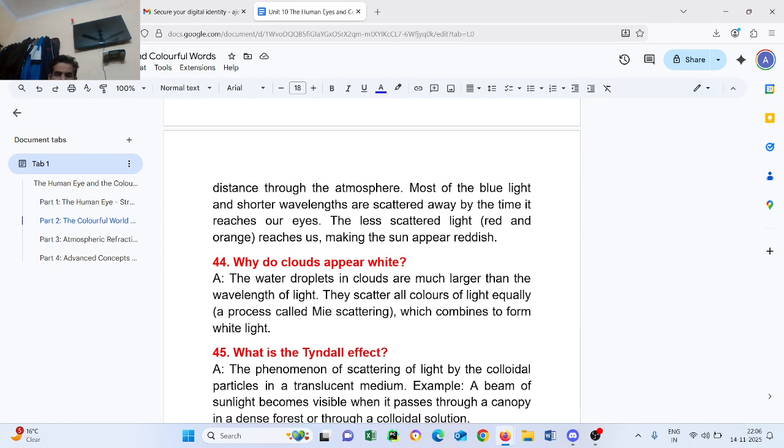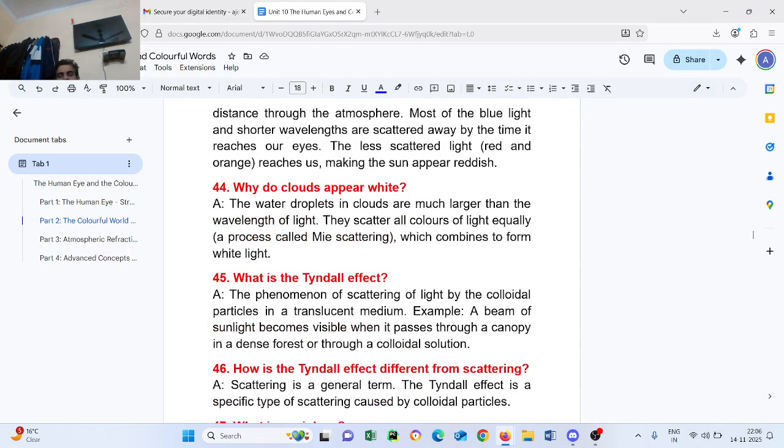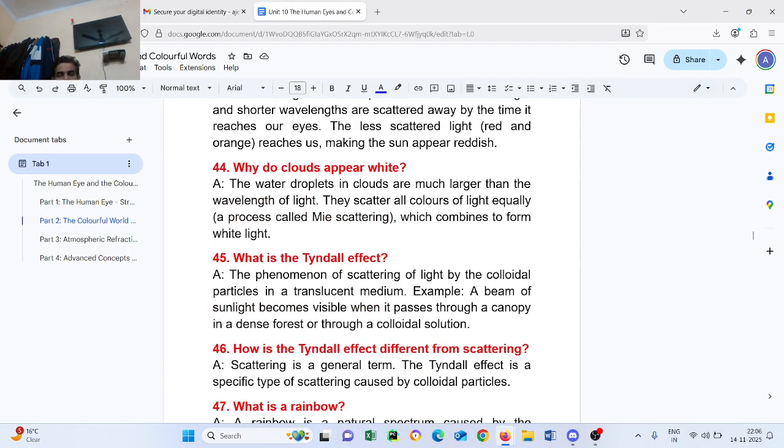Water droplets in the cloud are much larger than the wavelength of light. They scatter all the colors of light equally, which combine to form white light. What is the Tyndall effect? The phenomenon of scattering of light by colloidal particles in a translucent medium.